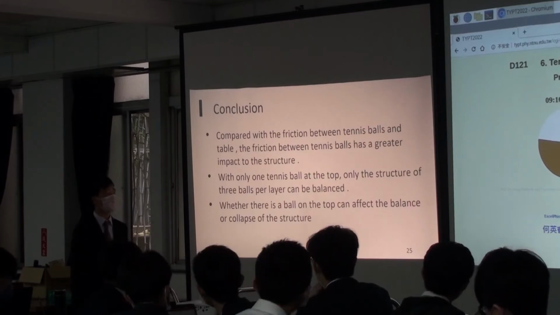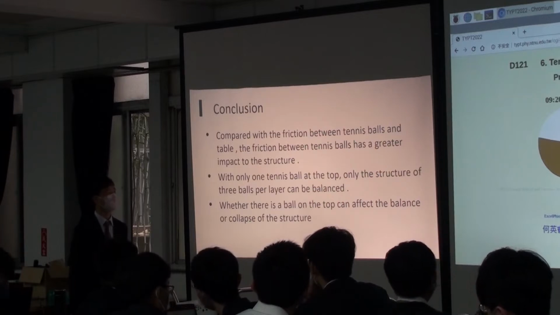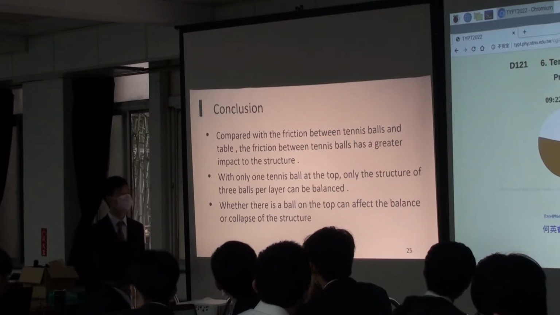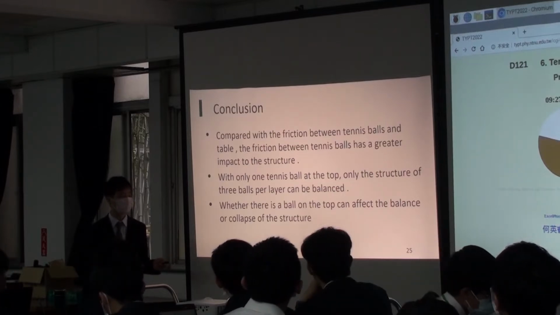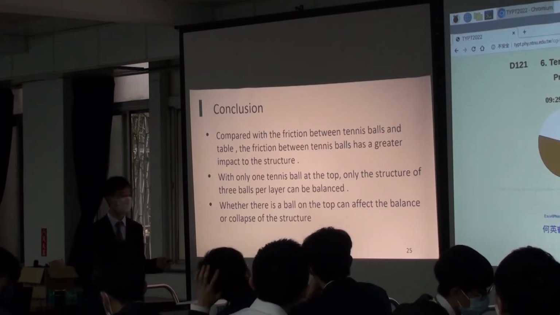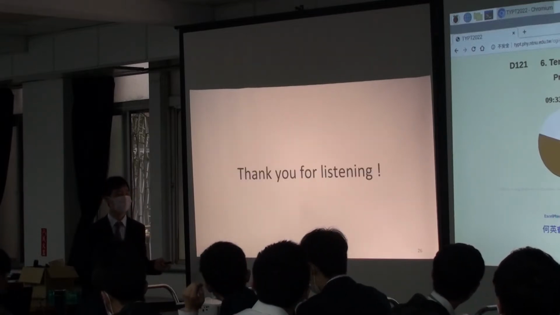Conclusion. Compared with the friction between tennis balls and the table, the friction between tennis balls has a greater impact on the structure. And with only one tennis ball at the top, only the structure of 3 bolts per layer can be balanced. And whether there is a ball on the top can affect the balance or collapse of the structure. And this is the end of our presentation.